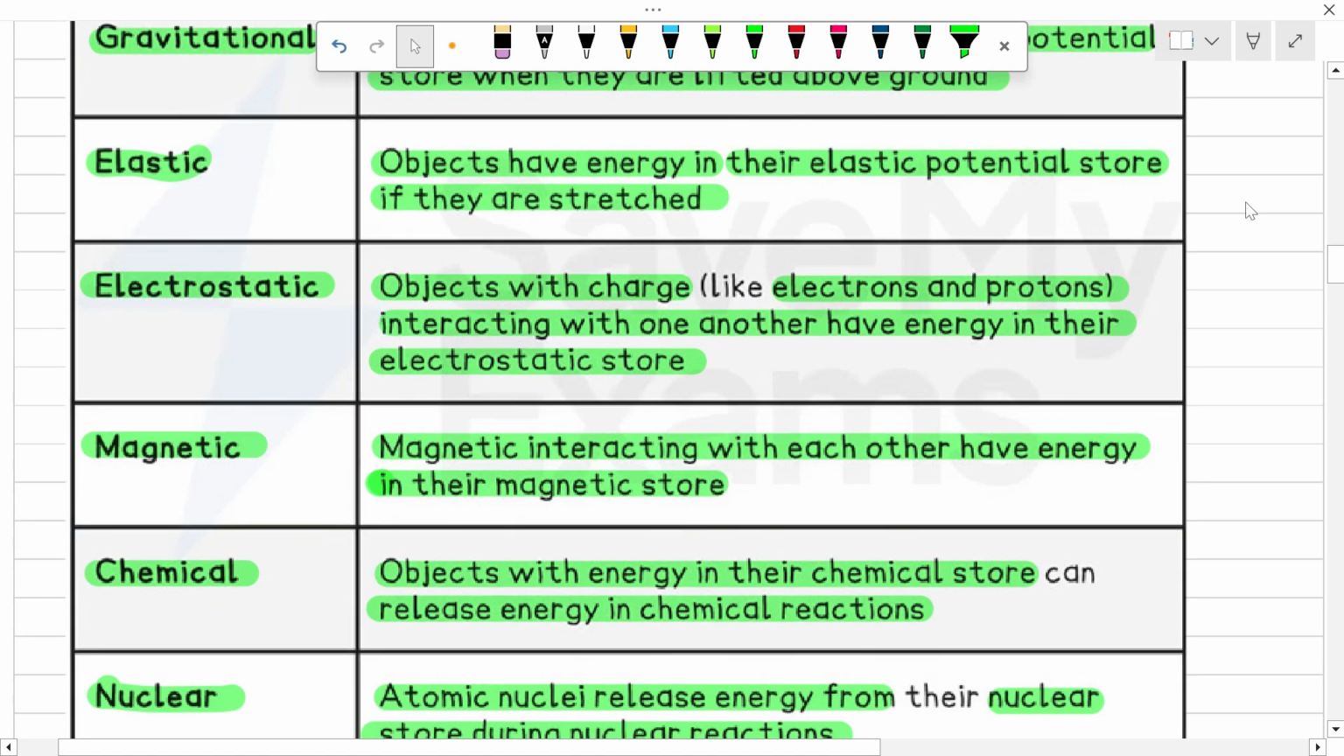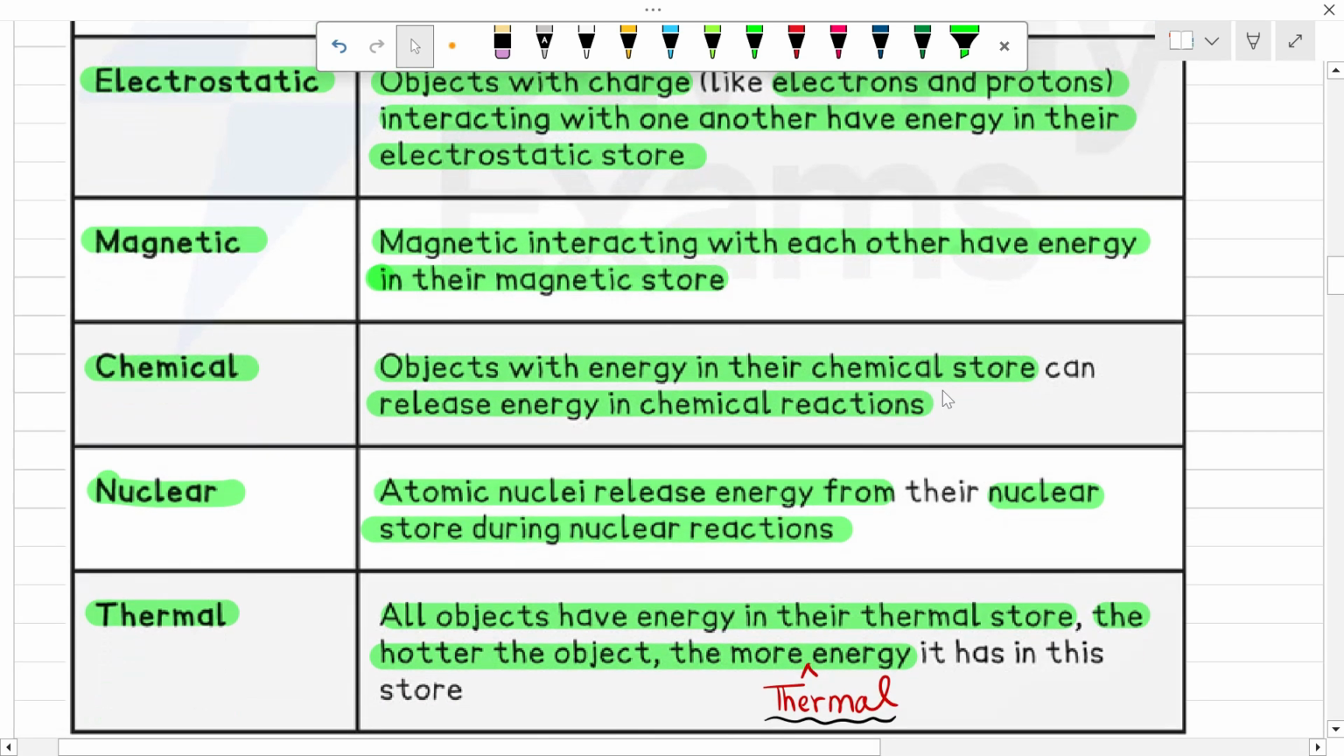Electrostatic is objects with charges like electrons and protons. They have electrostatic energy. Then we have magnetic, chemical, and nuclear, and thermal. Magnetic is between magnets. Chemical is usually between their chemical bonds. Nuclear is in the atomic nuclei, and thermal is energy in all objects in the thermal store, usually in radiation.